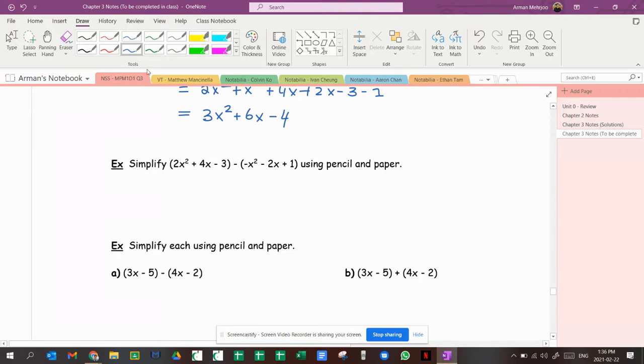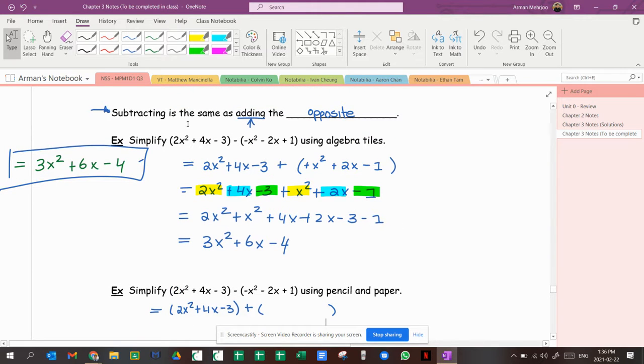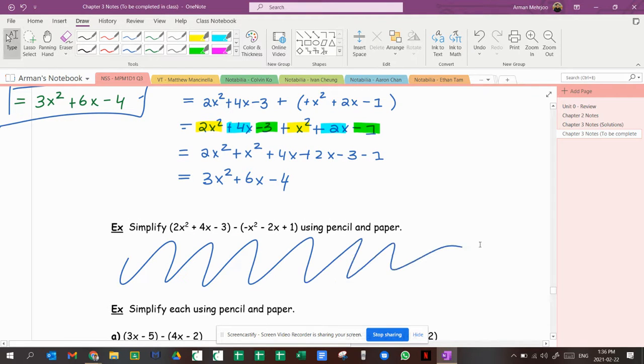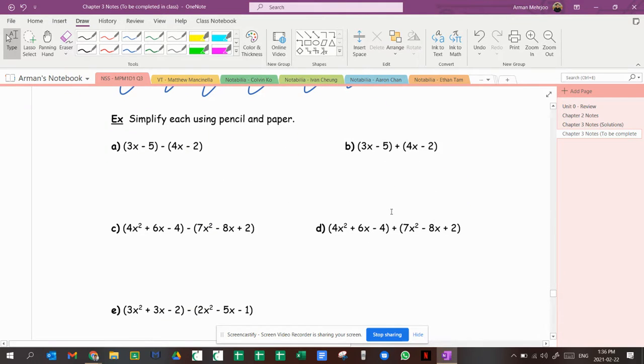Let's simplify this. So I'm going to keep my first set of bracketed terms the same. And now I notice that I have a negative sign in front of my second bracket. So I'm actually going to add the opposite of each one of these terms. I think this is actually the same as this example here, except we were supposed to use algebra tiles and we didn't. So you know what? Let me skip this one. Forget about the algebra tiles, and let's just do some examples with pen and paper here.